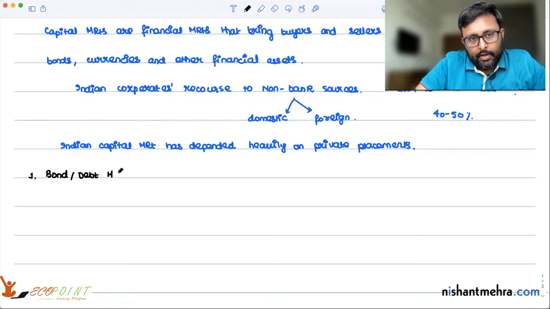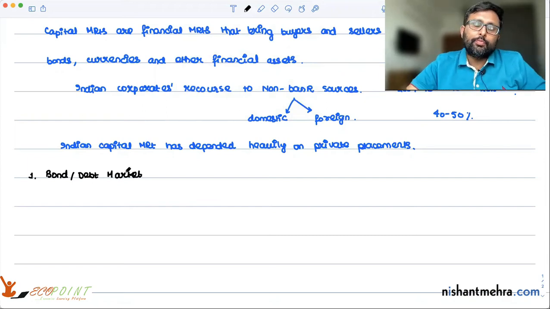Bond or debt market. Well, we can distinguish the bond or debt market in terms of government bonds and corporate bonds. The main difference is that government bonds have lesser risk, but at the same time they have a lesser return also. Corporate bonds have higher return, but they also have higher risk.